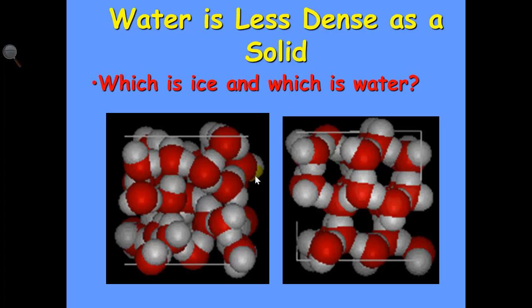Here's just a little question. Which is ice and which is water? Look at these little images down here. This is, I don't want to say the water molecule, because it's a lot of water molecules in here, but basically within these lines right here, which one seems to be more compact and which one seems to be more spaced out between these two?